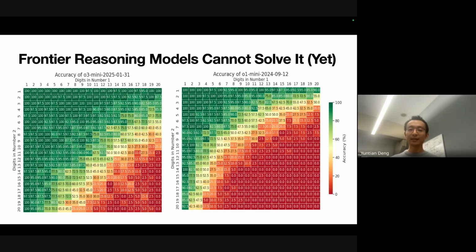I presume maybe they are not that. Maybe it's because multiplication doesn't require that much common sense knowledge. It's just more like an algorithm thing. But anyway, looking at both models, I also want to explain what the x-axis and the y-axis are. Basically, the x-axis and y-axis are the number of digits in each number that we want to multiply together. That's the reason why we have this 1 to 20 on each axis.